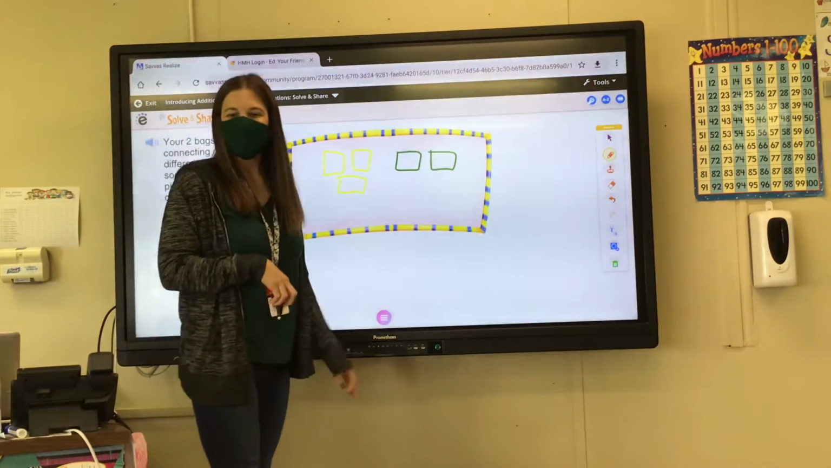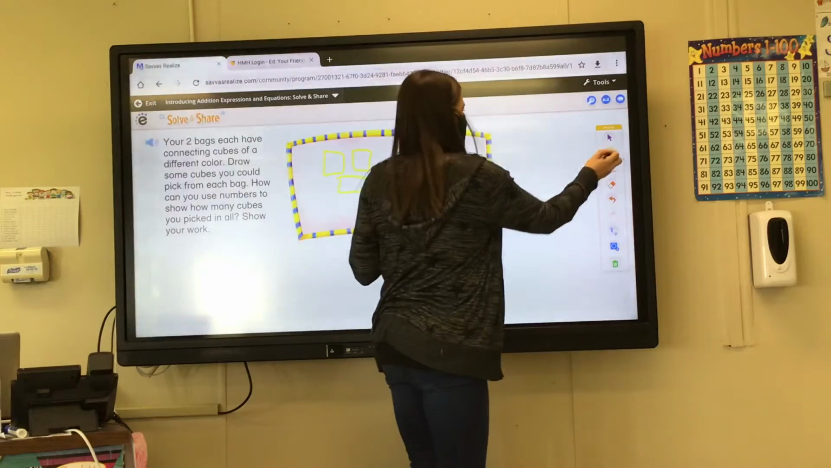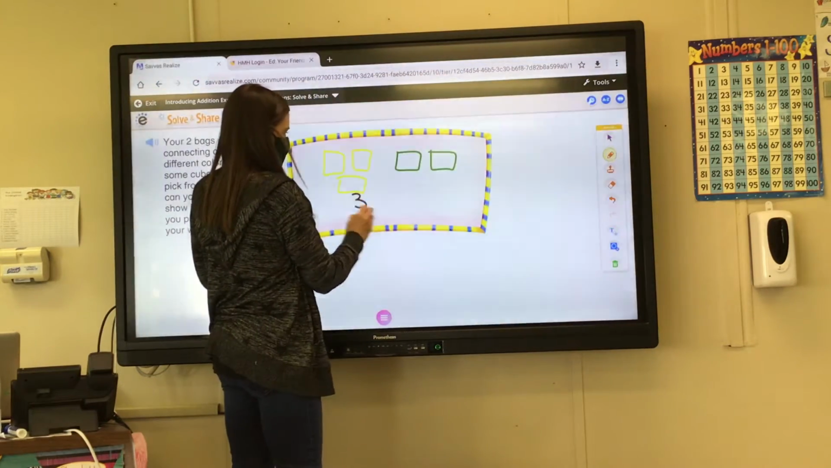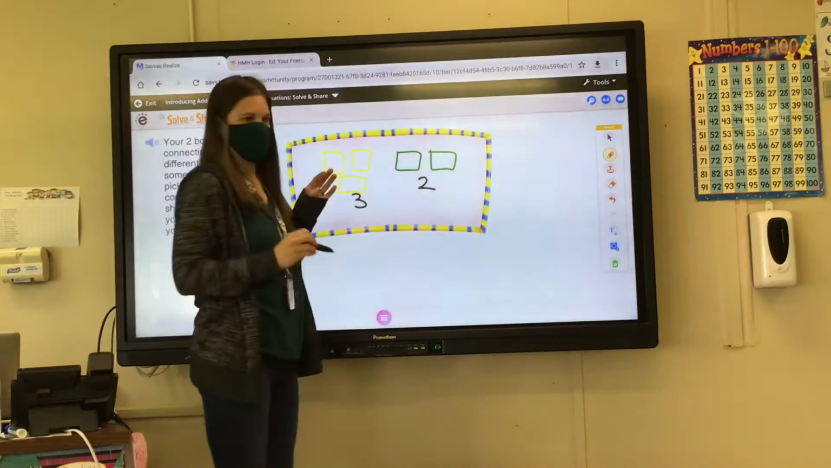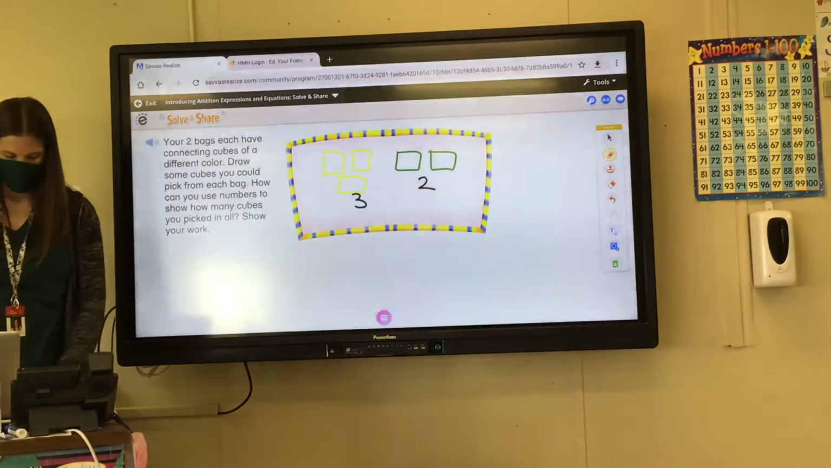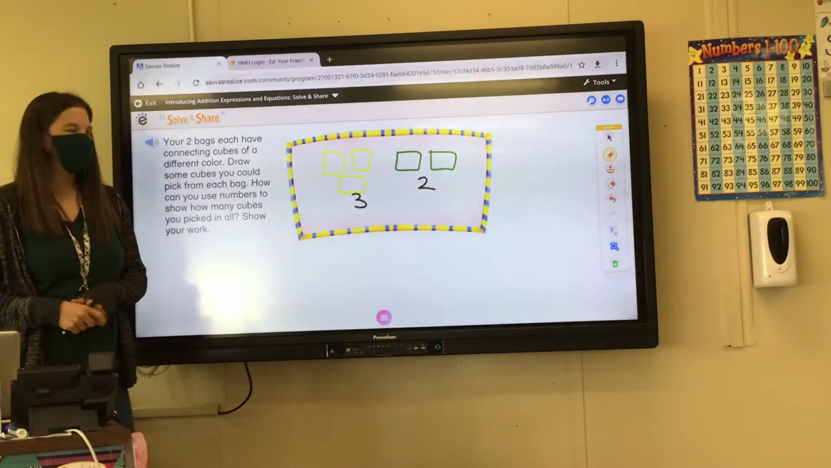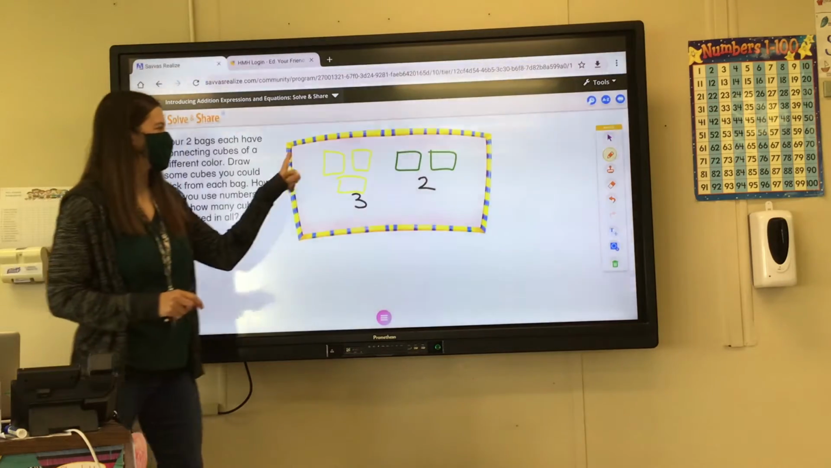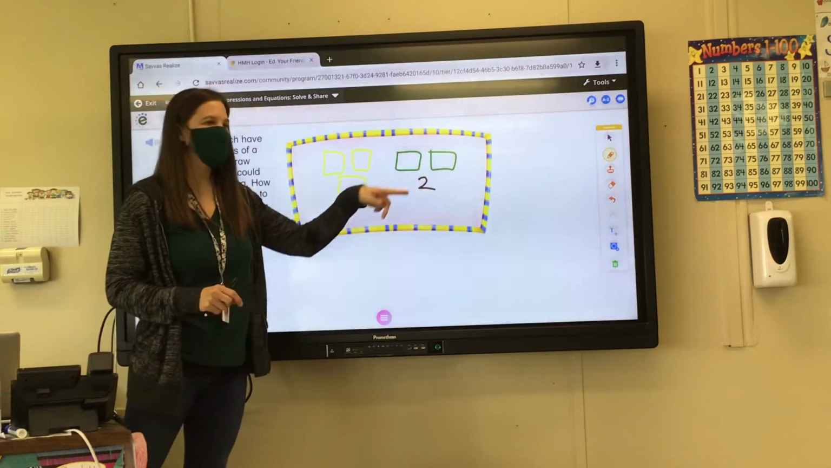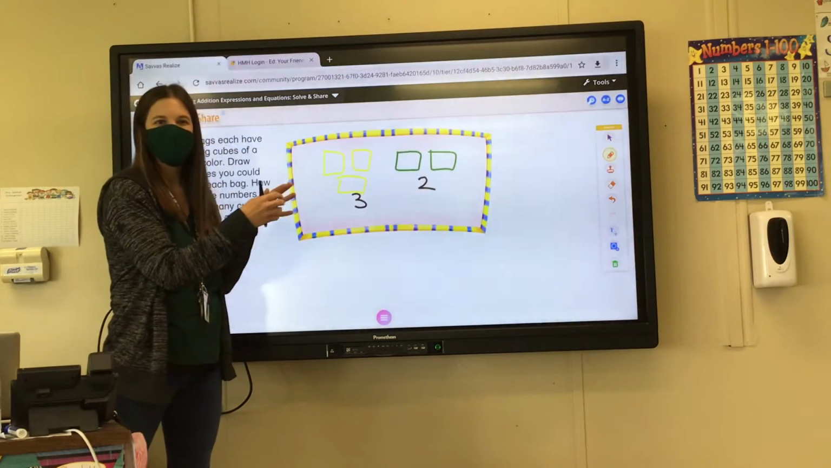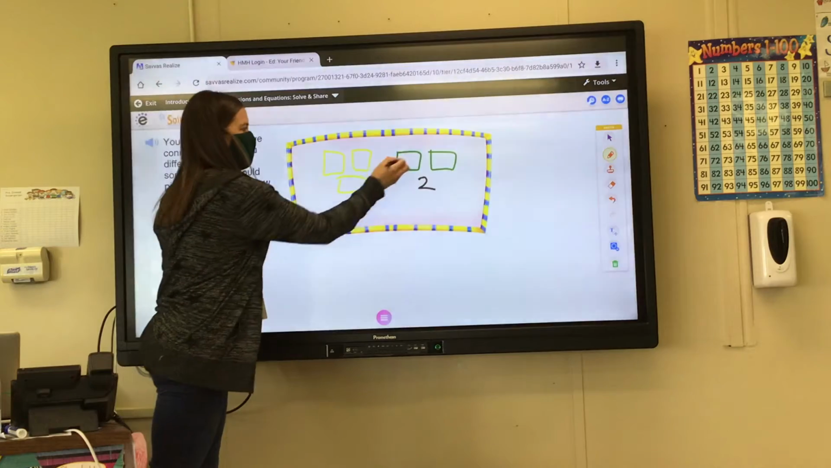Then I would like you to write how many yellow cubes you have and how many green cubes you have. And how many cubes do you have in all? 5. When you count on, you could say 3, 4, 5. Or if you know 3 plus 2 is 5. 1, 2, 3, 4, 5.